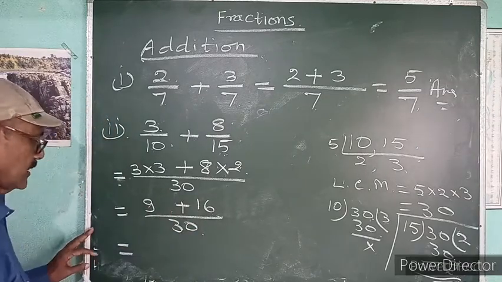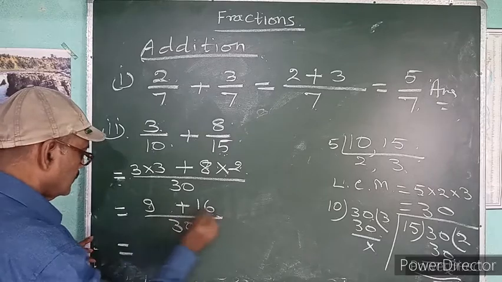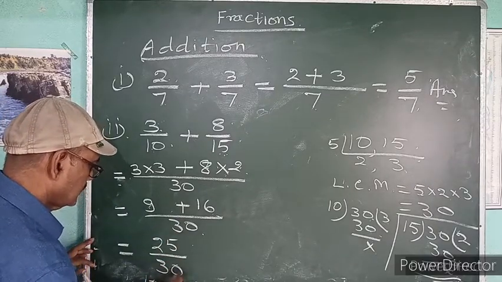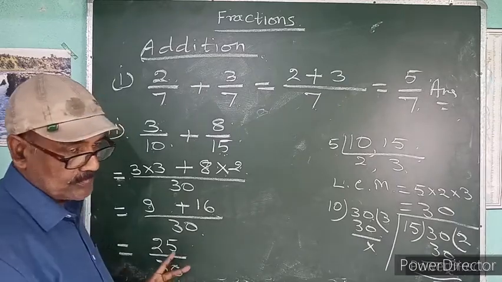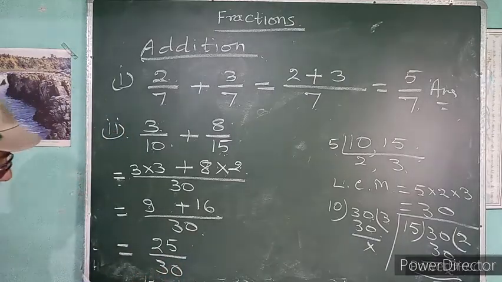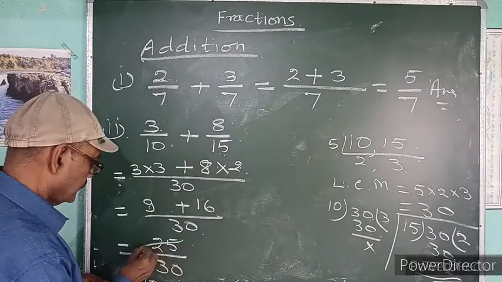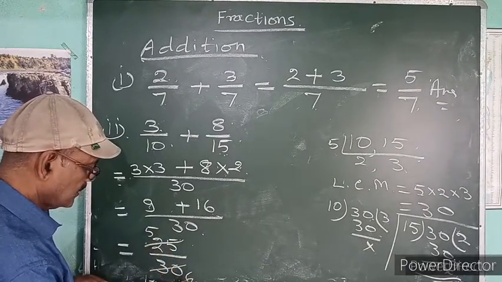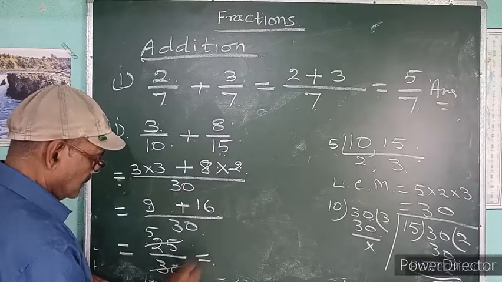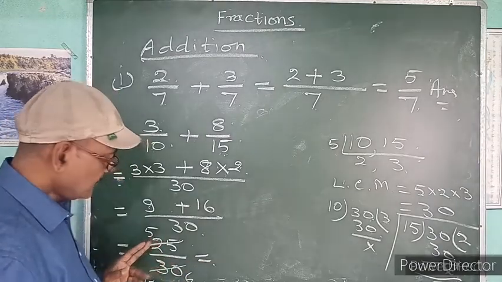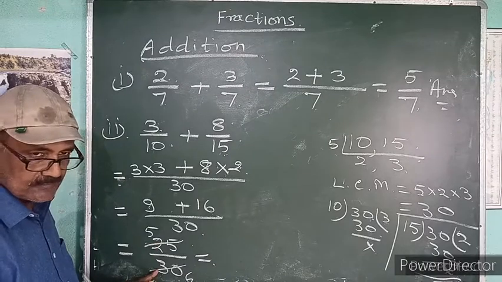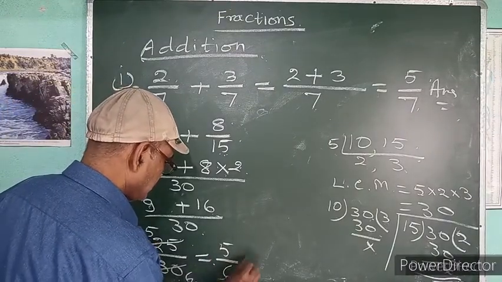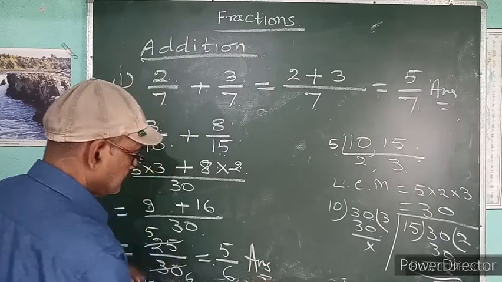Then add, 25 by 30. Now reduce it to the lowest term. 5 5s are 25, 5 6s are 30. So divide numerator and denominator by 5, because 5 is the HCF of 25 and 30. This becomes 5 by 6. Answer.